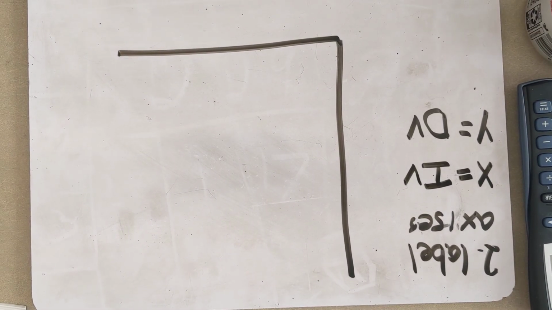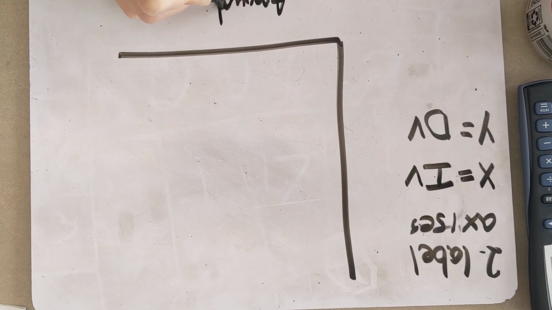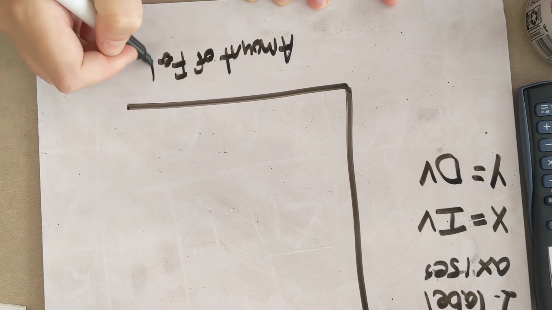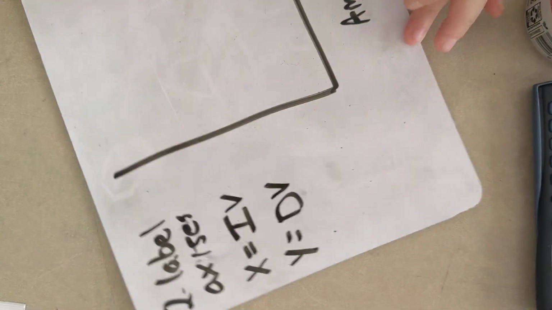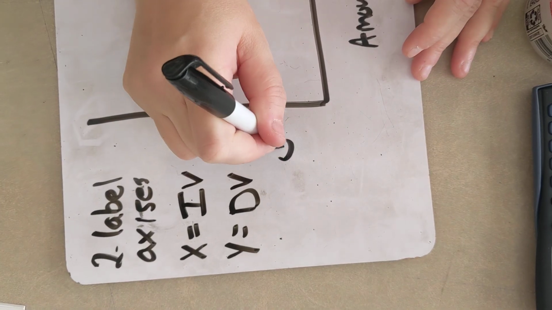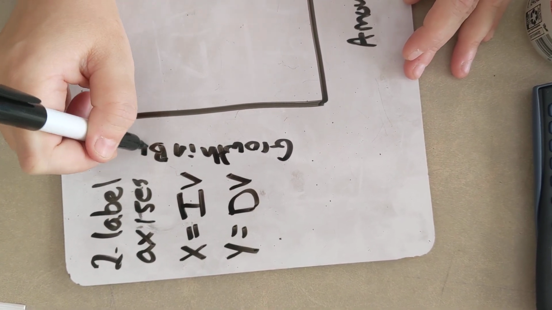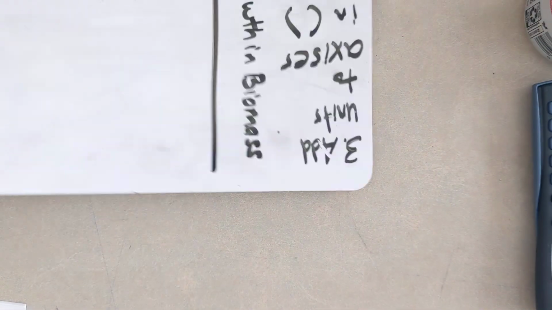So I come back here and the amount of fertilizer goes on that axis, and on this axis we put the DV, growth in biomass. And that's it. That's step 2. Moving on to step number 3.